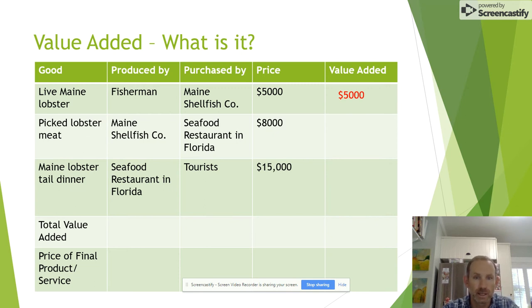They sell that lobster meat to a seafood restaurant in Florida for $8,000. So now Maine Shellfish has taken something that was worth $5,000 and transformed it into something that's worth $8,000.